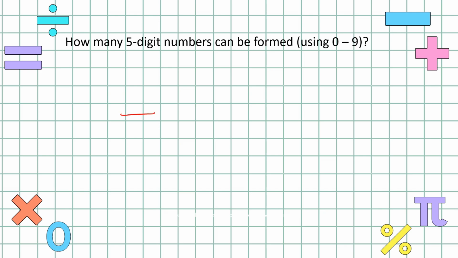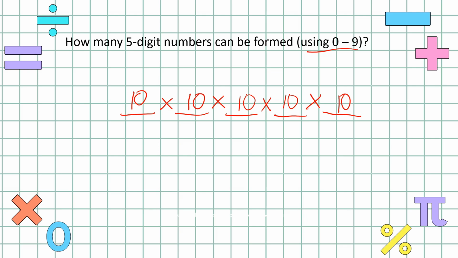And since this is a 5-digit number, we will be considering 5 places where the digits will be positioned. Now, we want to know how many options we can have in each place. So, in the first position, since we are choosing from 0 to 9, there are 10 options. Second position also has 10 options because we are still picking from 0 to 9, and the same goes for the other digits.